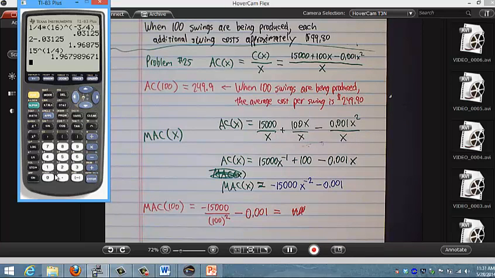So let's see. We have negative 15,000 divided by 100 squared, because we want to do x squared, and then minus 0.001. Okay, negative 1.501.